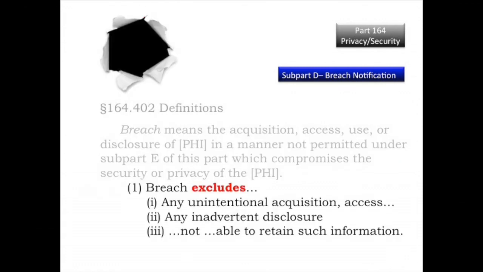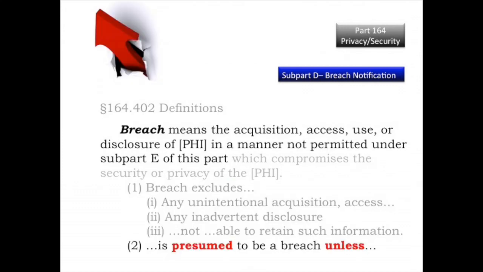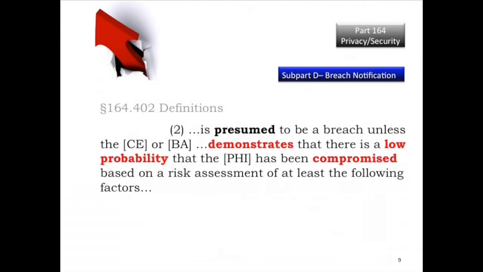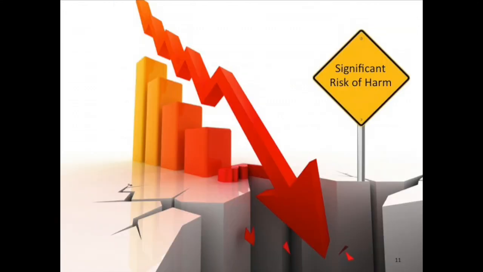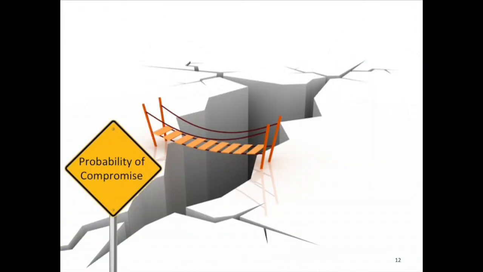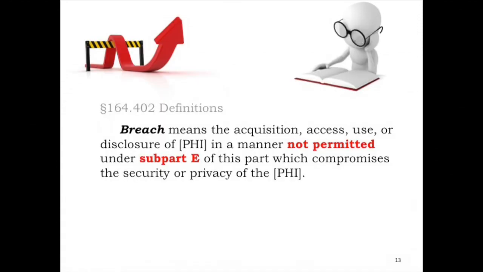The definition has a 3-part test for excluding trivial events. Then a breach is presumed unless the entity demonstrates a low probability that PHI was compromised by assessing probability according to 4 or more factors. The original definition of breach asked whether there was a significant risk of harm to the individual. The final definition requires entities to assess the probability that PHI was compromised.